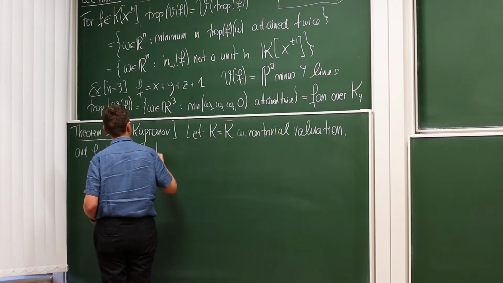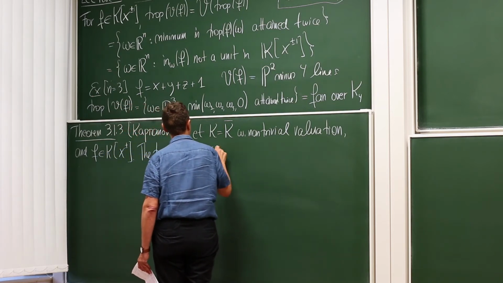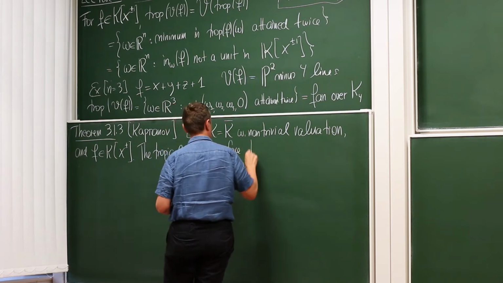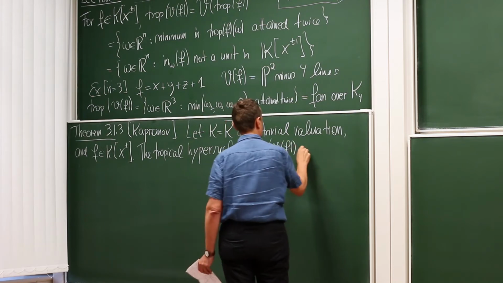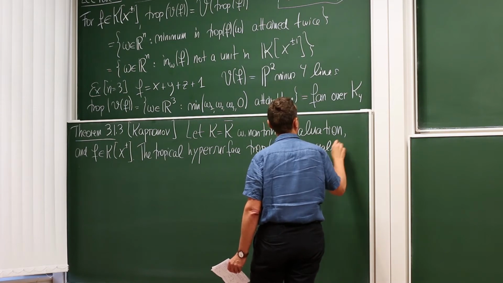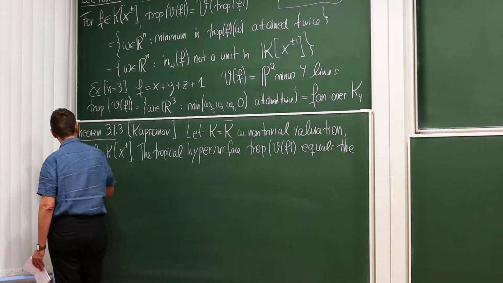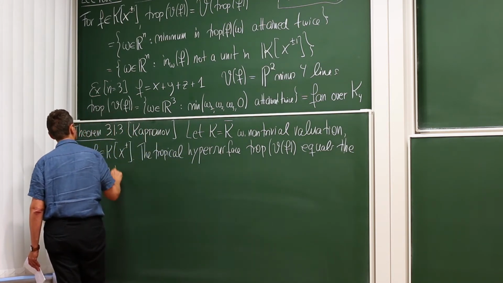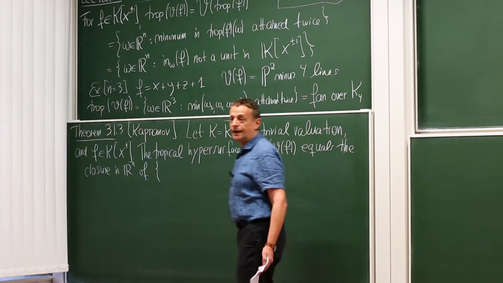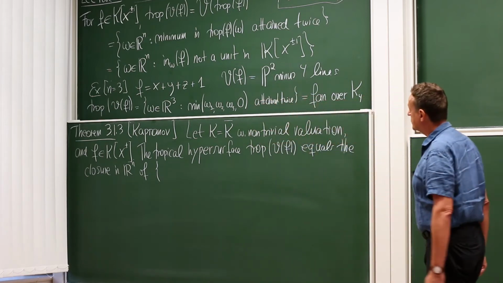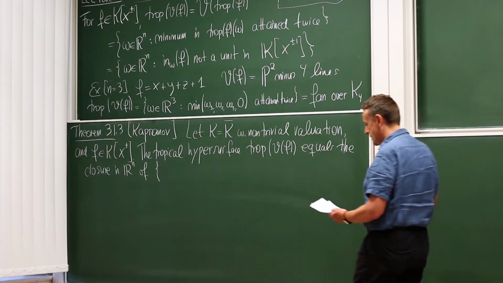Then the tropical hypersurface, the object given in different forms above, is equal to the closure in R to the n of the following set. I'm going to give you a subset of R to the n of which the tropical hypersurface is the topological closure in the usual topology on R to the n.